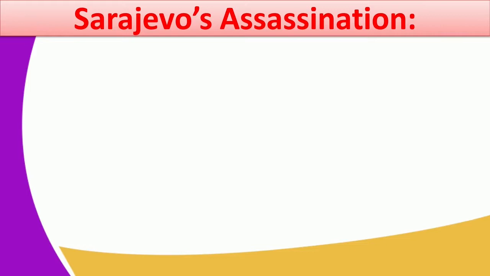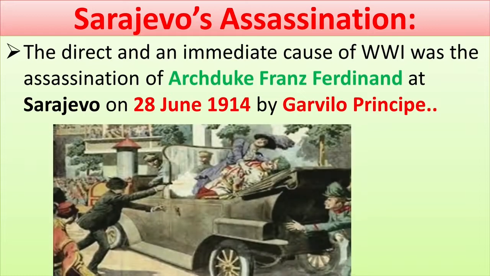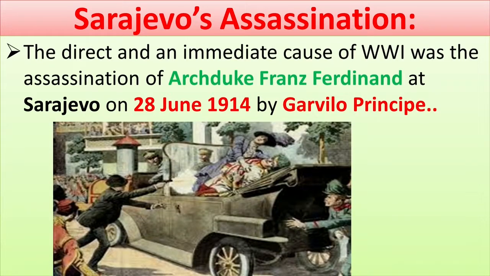So one of the main or immediate causes of the war was the Sarajevo assassination. The Sarajevo assassination was the direct and immediate cause of World War I, and it was the assassination of Archduke Franz Ferdinand at Sarajevo on the 28th June 1914 by a person known as Gavrilo Princip. You can have a look at this.